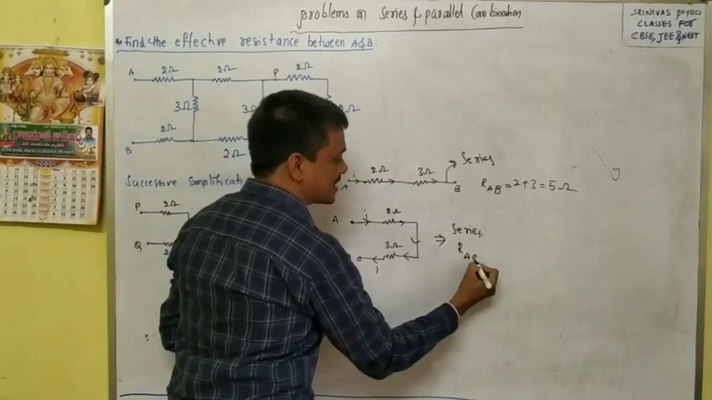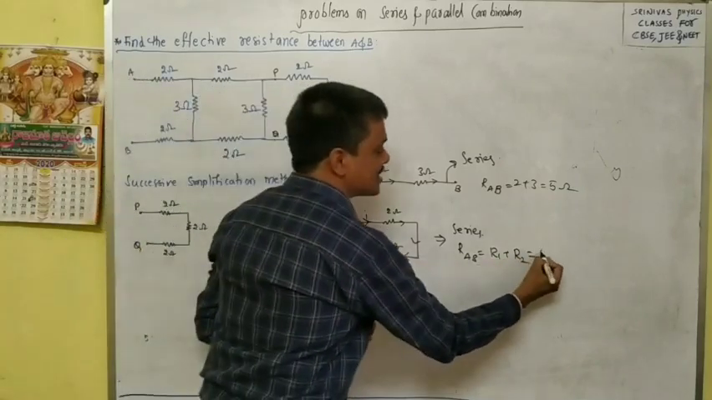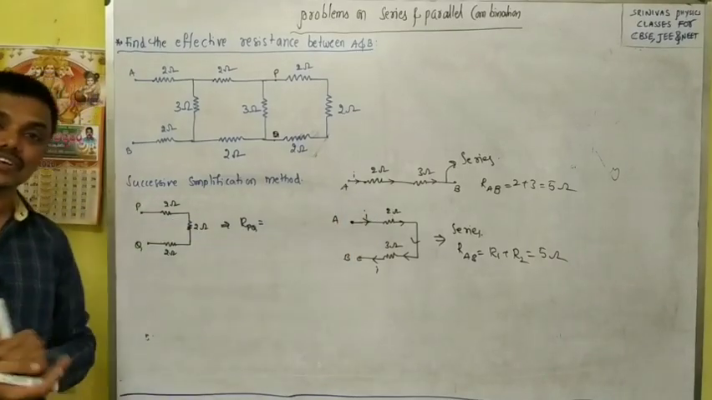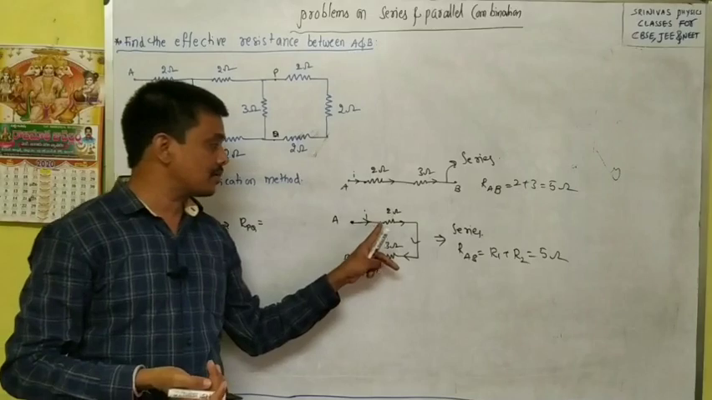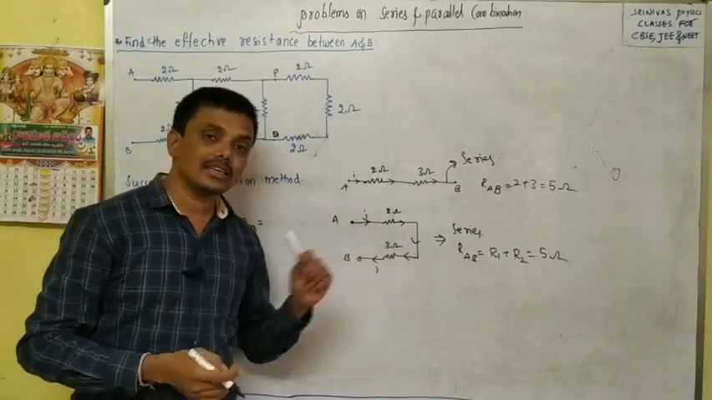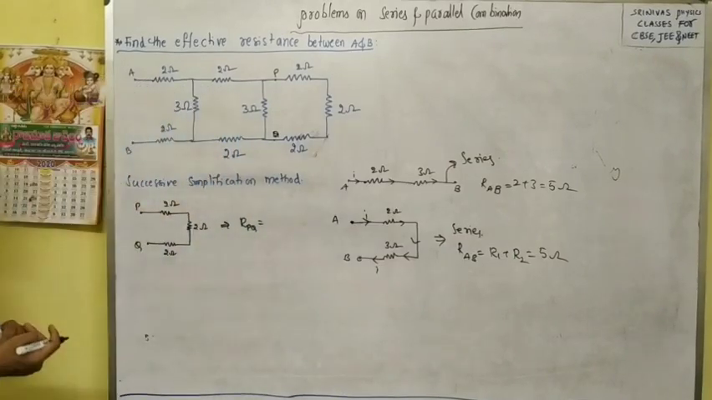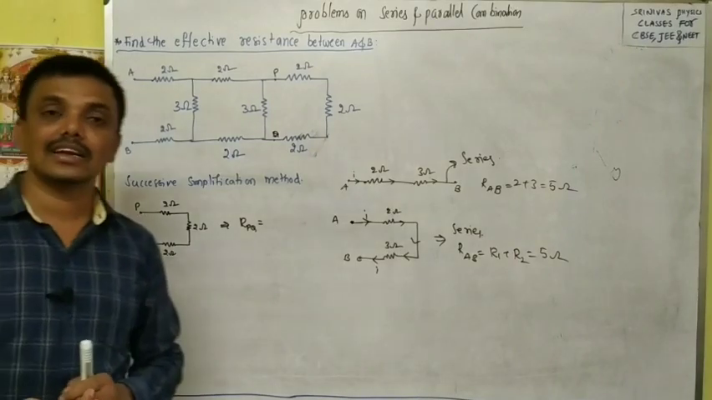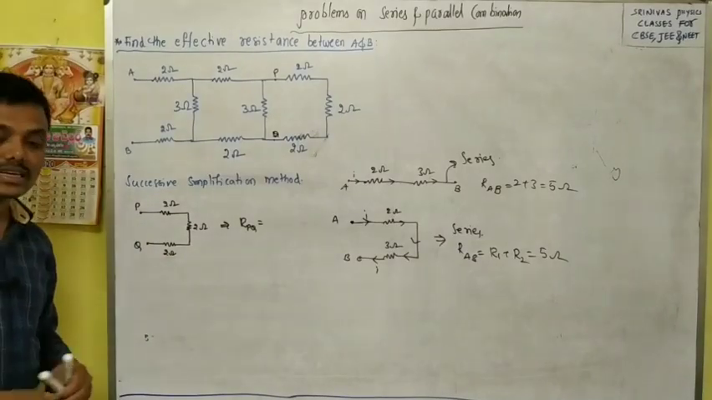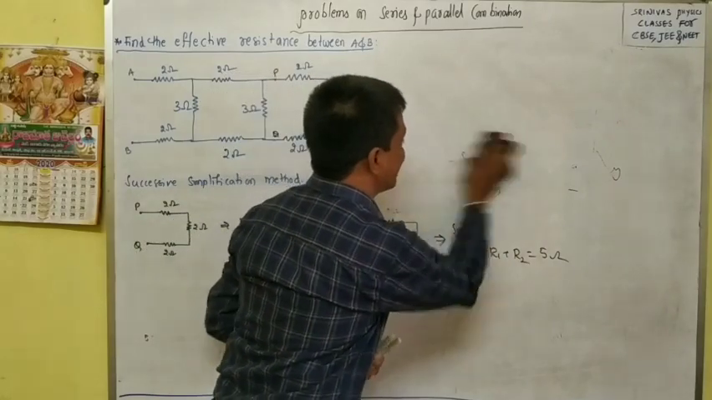In series combination, how do we find the effective resistance? R1 plus R2. We add 2 plus 3, that is 5 ohm. That means this is series and this is also series. Just by seeing the diagram, these two appear like parallel, but they are in series because current does not divide. You must remember this point: if current divides, that is a parallel combination. If current is the same, then that is a series combination. I will give it in the notes also. Look here, I will write in the note.